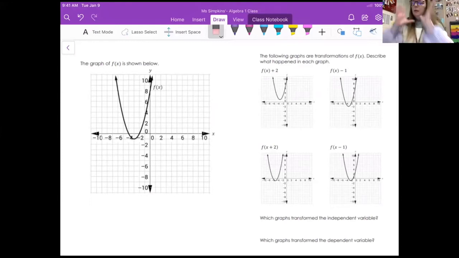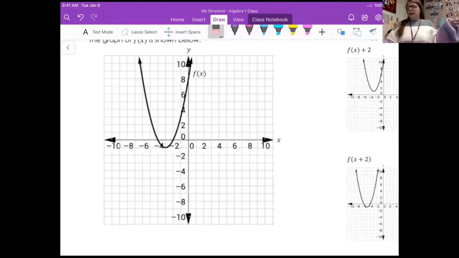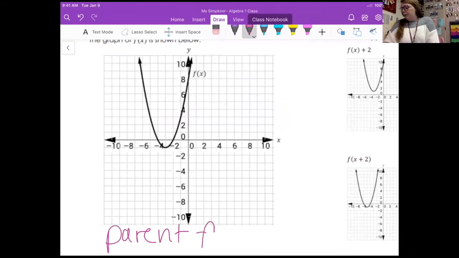Right, so before you went to lunch, you should have looked at, I know at least everybody finished dependent variable, and most of you finished independent or at least got pretty far in independent variable. So what we're going to do is take this graph, and your original graph is always called the parent function. That's its name. So whatever graph you are working off of is called the parent function.